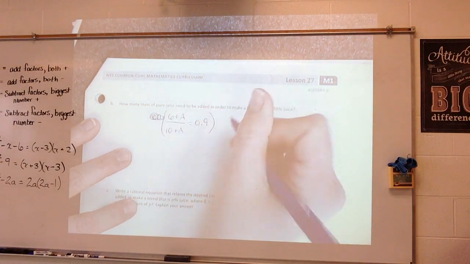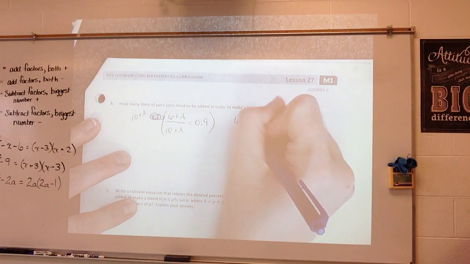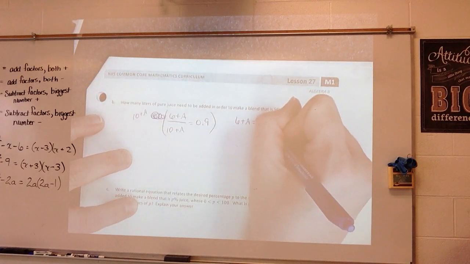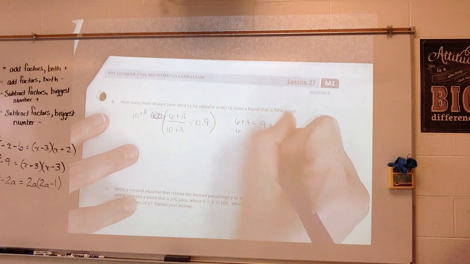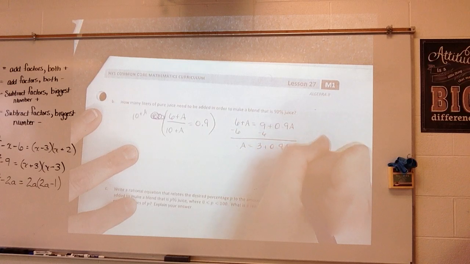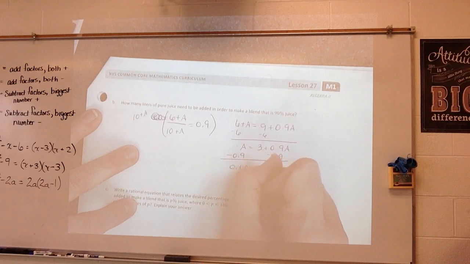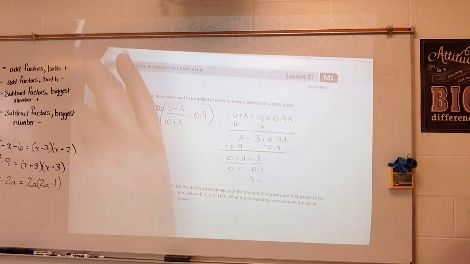Alright, multiply through by 10 plus A, so I get 6 plus A is equal to, now I got to remember to multiply everything this time. Alright, is 9 plus 9/10 A. Subtract the 6. A is equal to 3 plus 9/10 A. Subtract the 9/10 A. So I get 1/10 A is equal to 3. Divide by 1/10. So A would have to be 30.